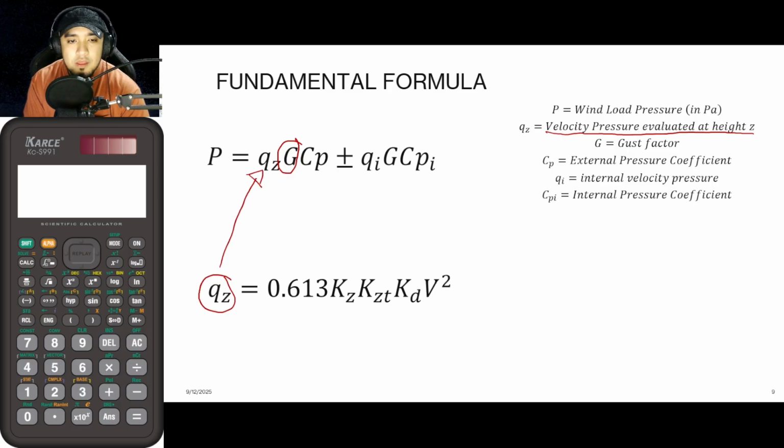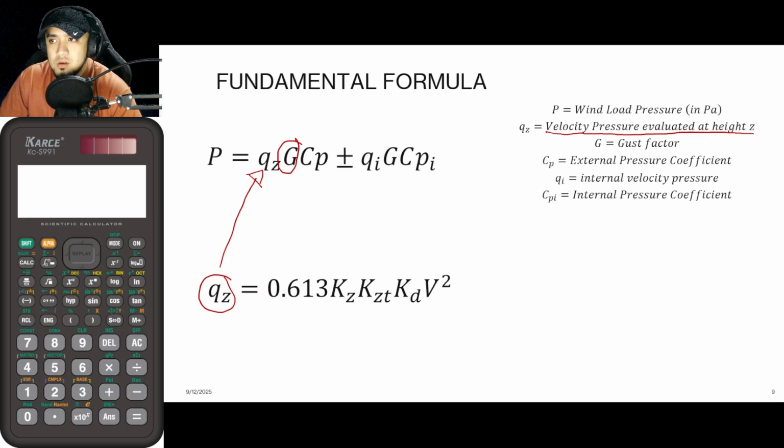In this equation, qz is equal to 0.613 times Kz times Kzt times Kd times V squared. Take note that this equation can only be used with SI or metric units. If you would be using English units, this value here would be different. If I'm not mistaken, that is 0.002 something. But again, as per NSCP provisions, it is 0.613.